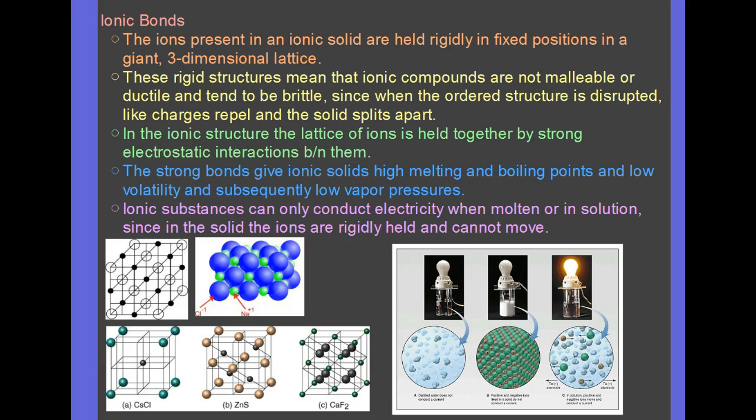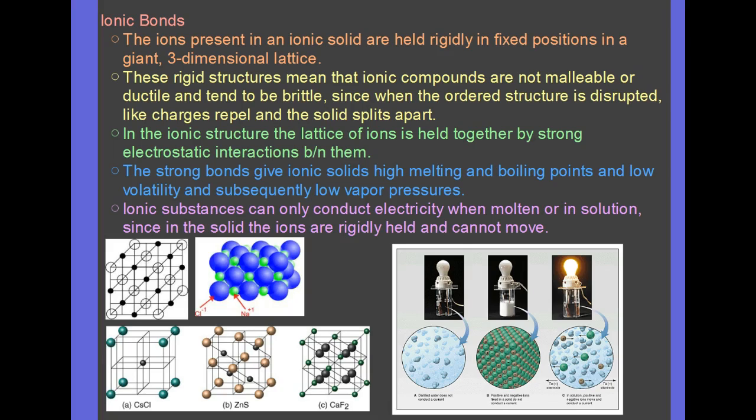So, ionic bonds. The ions present in an ionic solid are held rigidly in fixed positions in a giant three-dimensional lattice. These rigid structures mean that ionic compounds are not malleable or ductile and tend to be brittle, since when the ordered structure is disrupted, like charges repel and the solid splits apart. In the ionic structure, the lattice of ions is held together by strong electrostatic interactions between them. The strong bonds give ionic solids high melting and boiling points and low volatility, and subsequently low vapor pressures.